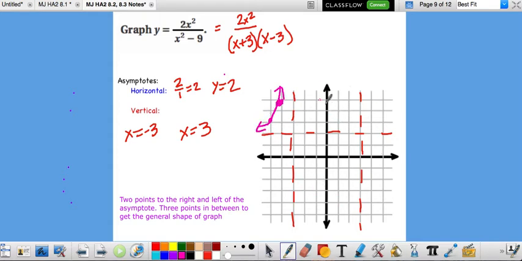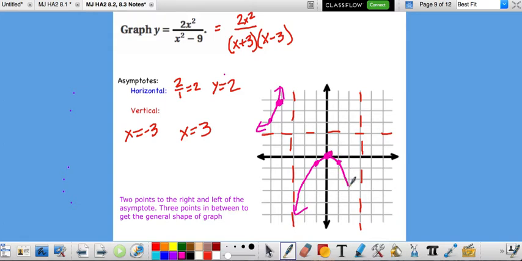We'll plug in 3 points in the middle. 0 is a nice one because you get 0 over -9. That's just 0. We could even plug in like 1 if we wanted to. You really can plug in whatever you want. I'll plug in 1. So you get 2 over -8, which is like -0.25. If you plug in -1, you get the same thing back. So this is actually going to be a parabola.